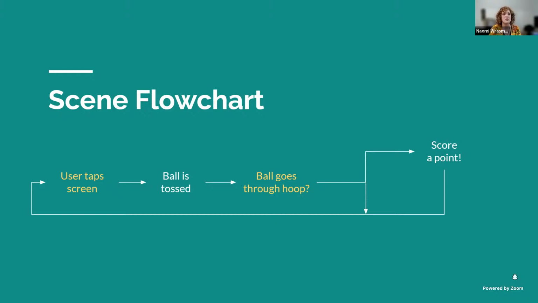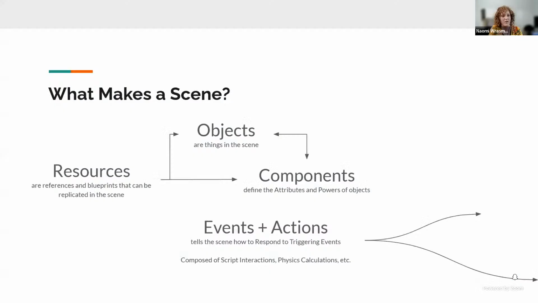Check if the ball goes through the hoop. Again, this is another type of event. So the ball might go through the hoop, it might not. If it does happen, then we score a point. Otherwise, we skip that step. And so we have that branching option there.